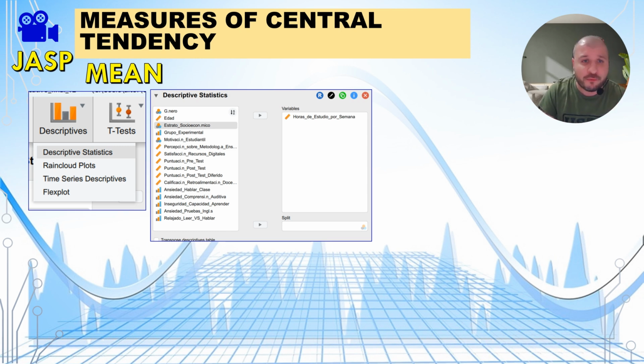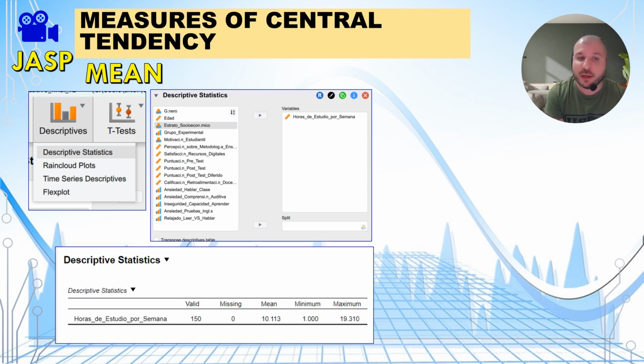Now, let's take the first one as an example. In English, that would be study hours per week, right? And once we add it there, we got the output. This is descriptive statistics. Valid is like 150 participants. When you see valid, that is the sample size that you have. Missing is if there are any missing values. You don't have any missing values here. And then we got the mean here: 10.11. That's the study hours per week, the mean we get out of the whole data set.